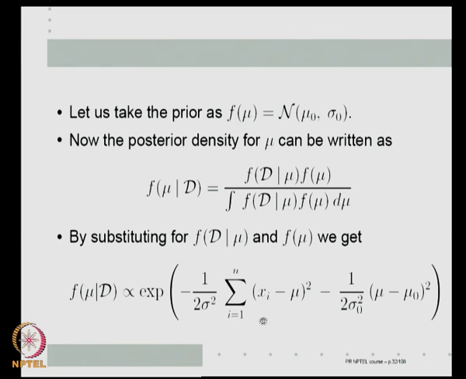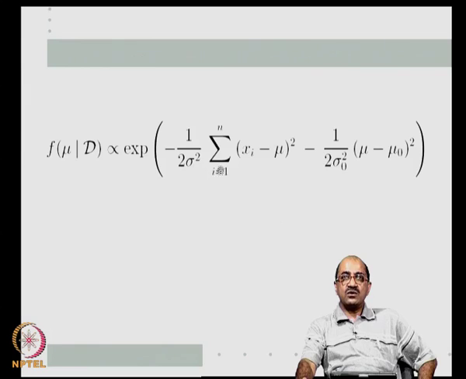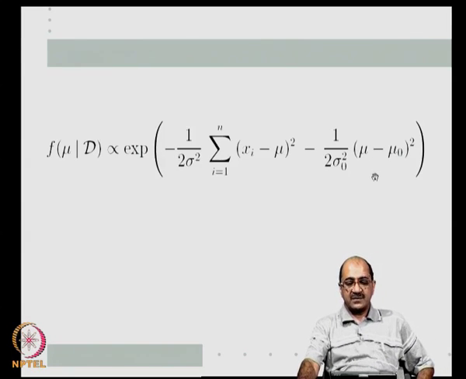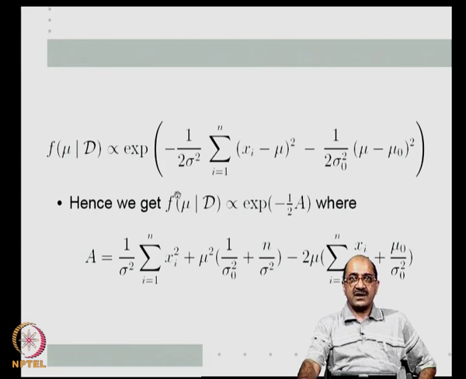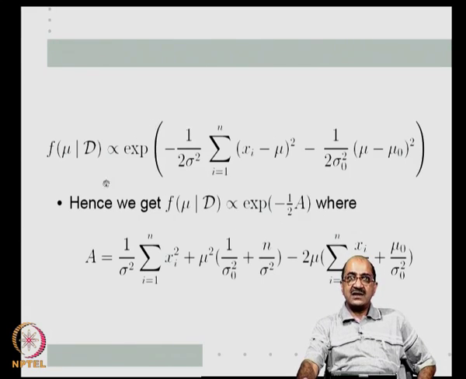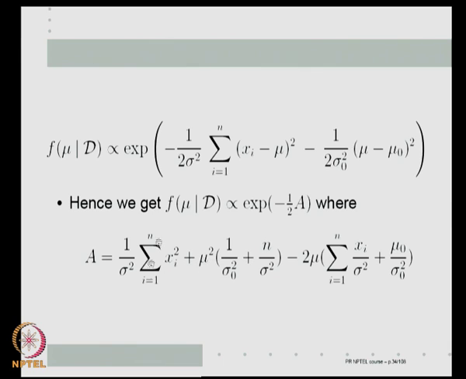Okay. So, let us look a little more at this expression. The posterior is proportional to exponential of minus 1 by 2 sigma square sum i equal to 1 to n of xi minus mu whole square, minus 1 by 2 sigma 0 square mu minus mu 0 whole square. If I expand this and write it as a quadratic, I can think that this is proportional to exponential of minus half, let us take the minus half factor out, times some expression a. What will be the expression a? What will come out of this?